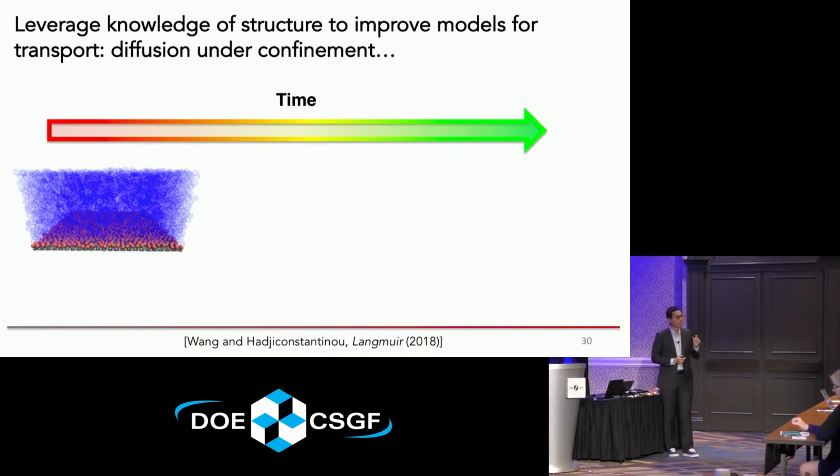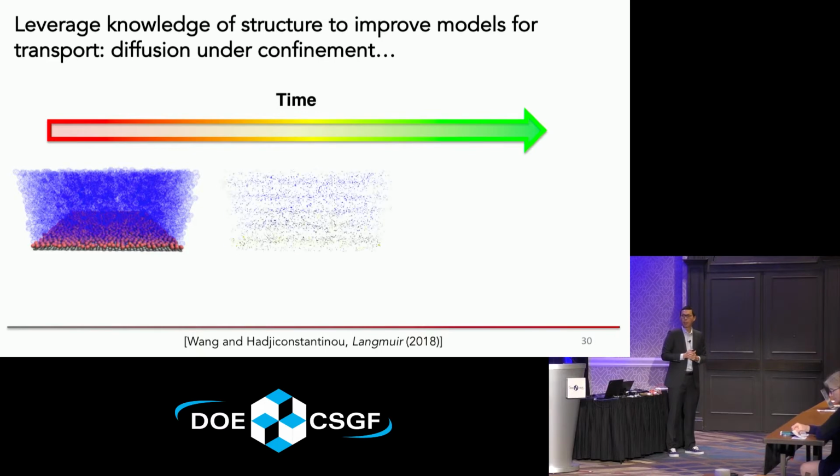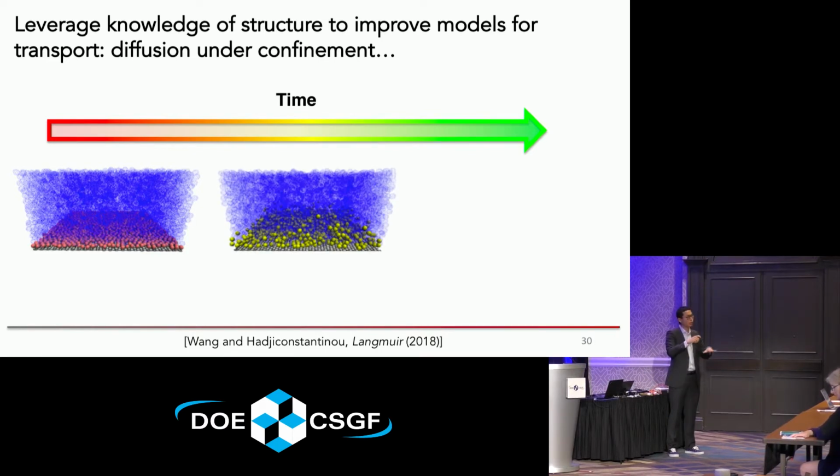It turns out that fluid that sits near an interface diffuses in a way that's profoundly different from fluid in the bulk, and this has a lot of engineering implications. What I'm showing here on the left is the fluid atoms that are near the wall at time t equals 0 in a simulation. As time evolves, these gradually move away.